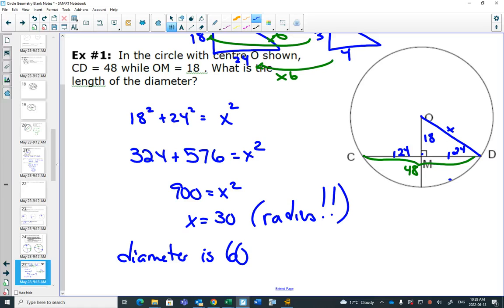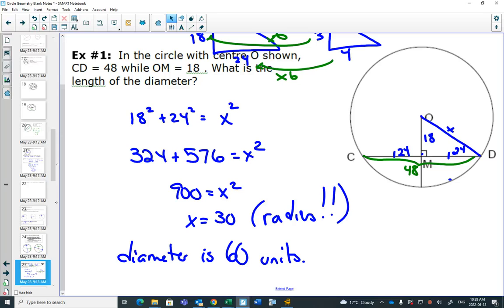The diameter is 60. Did they give us any units? No. So we can just say 60. I like to write units when they don't give us units because it reminds you that you checked. You checked if there was centimeters or meters or kilometers. Oh, such a good unit.